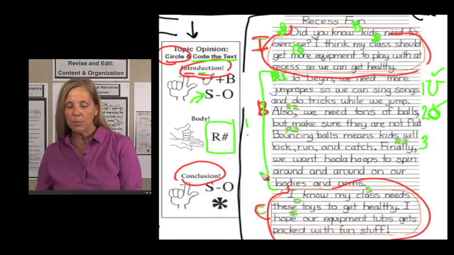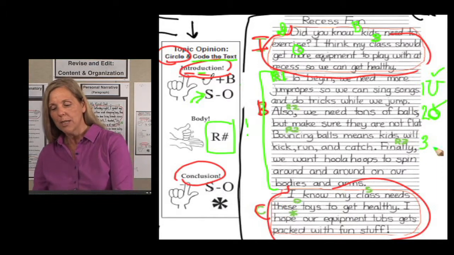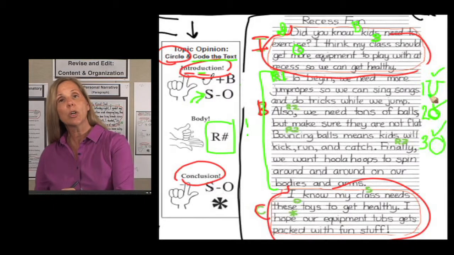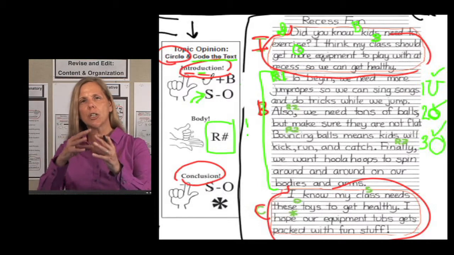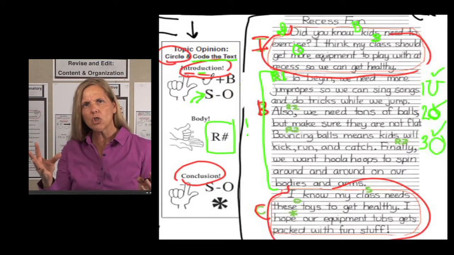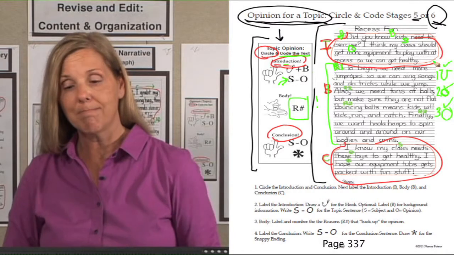Finally, we want hula hoops to spin around and around on our bodies and arms. Bodies and arms. So I'm going to put like a little hula hoop there with a check. What I did was I drew a quick picture, or I could write a keyword of what the reason was about, and I put a check there to make sure, did I expand? Did I tell all the information I need in that detail to back up my opinion?